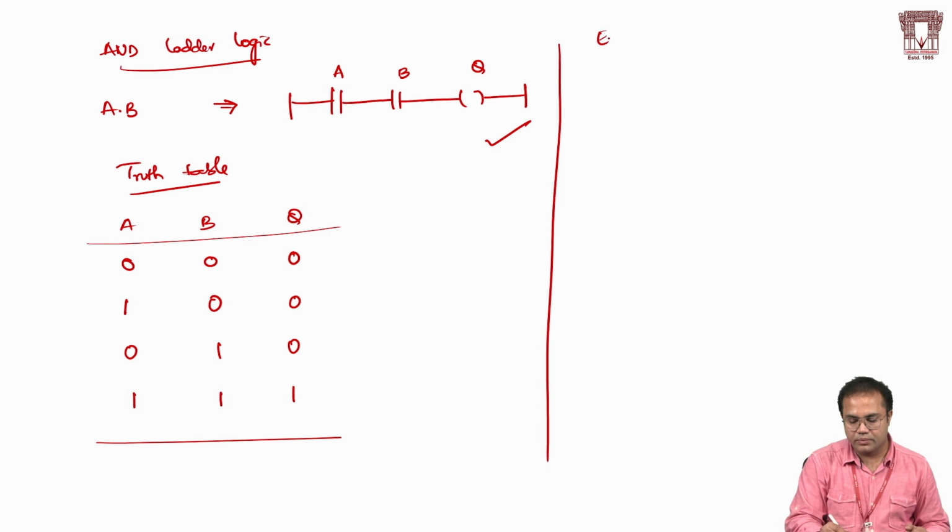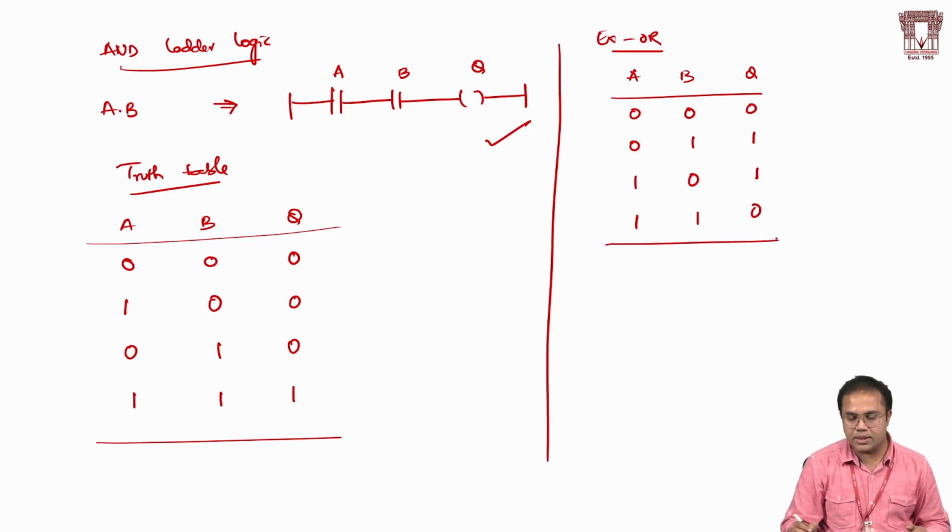So let's take XOR. XOR, right? So what is the XOR table? The XOR truth table says here 0 0 0, 0 1 1, 1 0 1 and 1 1 0. So XOR says that if the two inputs are same, then the output is 0, right? And if the inputs are opposite to each other, then you'll get output as high. Okay, so we know that truth table.